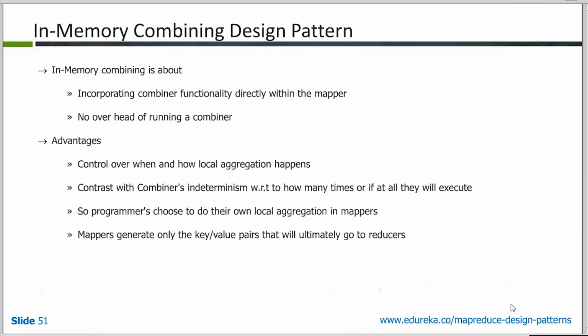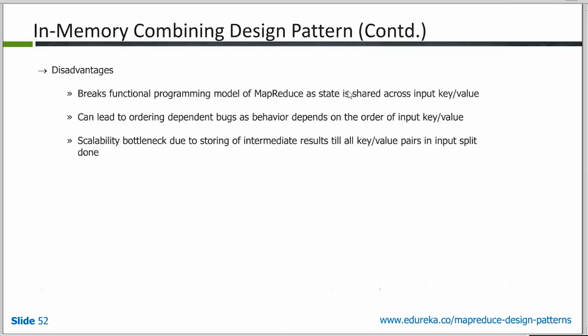So what are the advantages of this? On a combiner itself, you don't have any control. It depends on the framework. If the framework wants to run it, it will run. Otherwise, it doesn't. So you don't have any control over when the combiner runs, or whether it runs at all. But if you do a local aggregation within the mapper, you have that control. So you do your aggregation in the mappers, and mappers generate only the key value pairs that will ultimately go to the reducers.